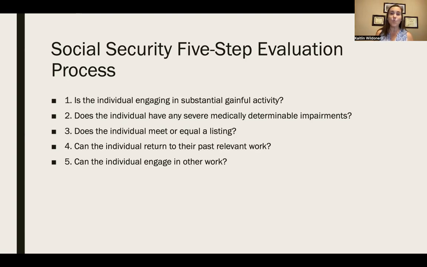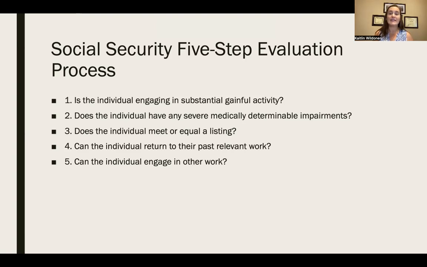If you have at least one severe medically determinable impairment, Social Security will move to step 3 and see, okay, do you meet or equal a listing? In doing that, they'll take a look at your medical records. They'll compare it to the Blue Book of Listings. We'll talk about the rheumatoid arthritis listing here in just a minute. And they will look to see, okay, do you meet or equal one of our listings? If you do, the analysis stops there and you'll be found disabled. If you do not, the analysis continues.